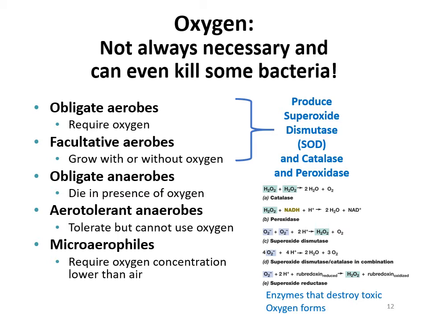You also see a couple of extra categories, which are aerotolerant or microaerophiles. These guys can survive in oxygen, meaning that they do have the enzymes such as catalase to protect themselves, but they don't actually use oxygen, or they need it at a low concentration. But what I really want you to remember is aerobe versus obligate anaerobe, the concept of superoxide dismutase.